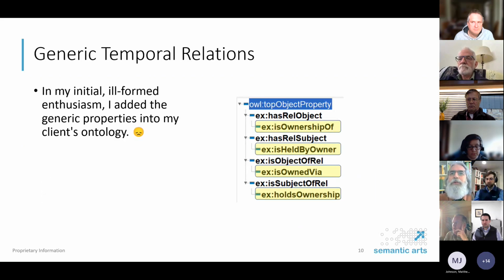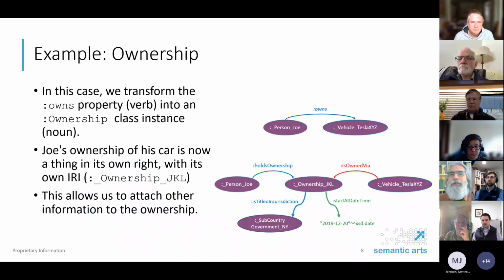But if we go back to this one where we're talking about the ownership is titled in this jurisdiction, if we did not have that statement that the ownership is titled there, we would still have a complete set of statements as far as the temporal relation goes, because we are linking the participants, Joe and the vehicle, together with the ownership. So those three components are all linked. So there is a complete statement there.